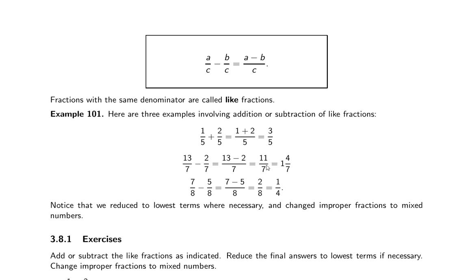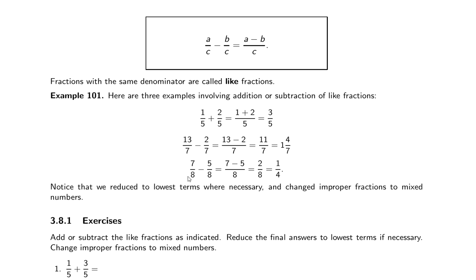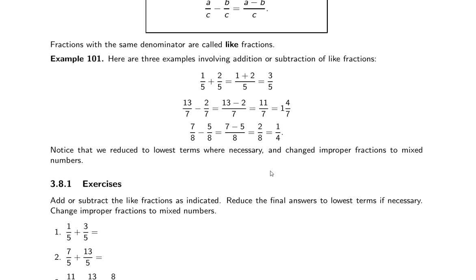This is an improper fraction, so you could leave it as 11/7, but sometimes it's useful to convert improper fractions to mixed numbers. So 7 goes into 11 one time, that's the whole number piece. Remainder 4, so it's 1 and 4/7. Here's another example with eighths. And 2/8 reduces to 1/4.